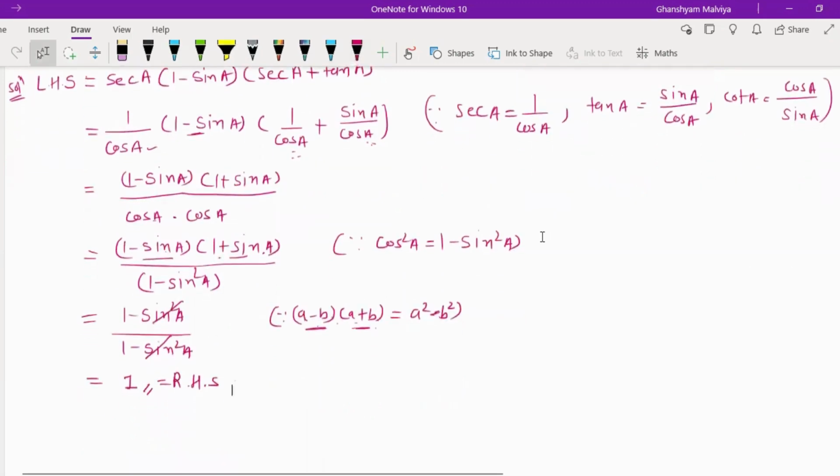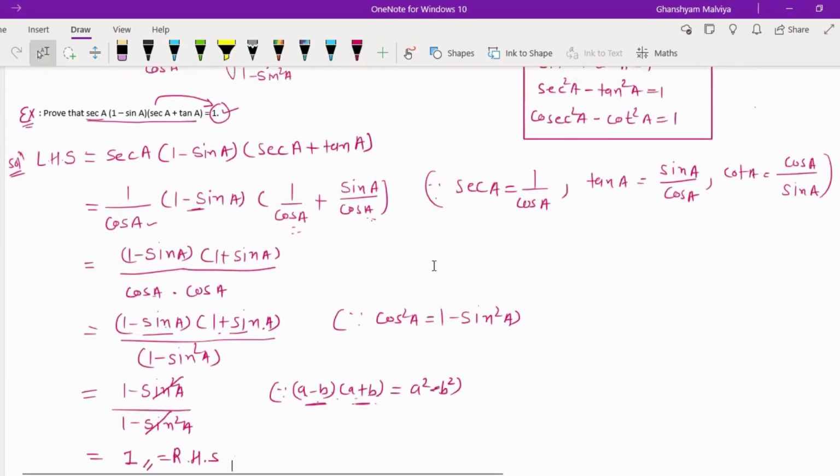Yes, sir. Fine. So this way you have to simplify. You have to remember these identities: sec A is 1 by cos A, tan A is sin by cos A, cot A is cos A by sin A. Remaining identities like cosec A, you can write 1 upon sin A. Vice versa, you can also write sin A equal to 1 upon cosec A. Even you can write cos A equal to 1 upon sec A. We can use these. Fine. So we have to remember these also.